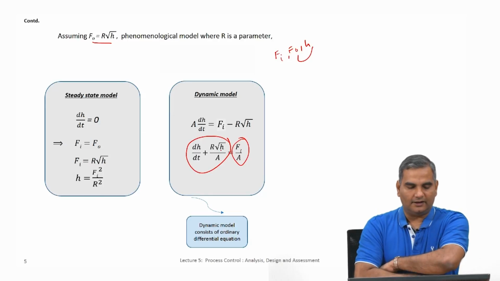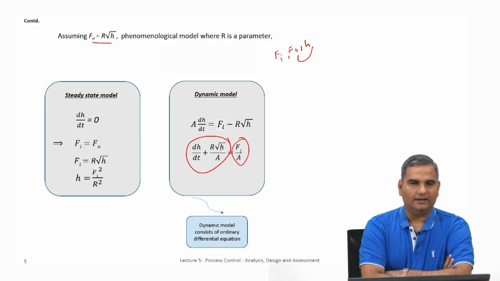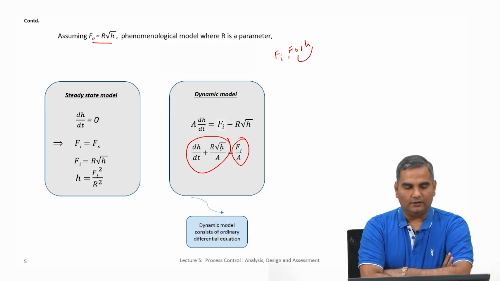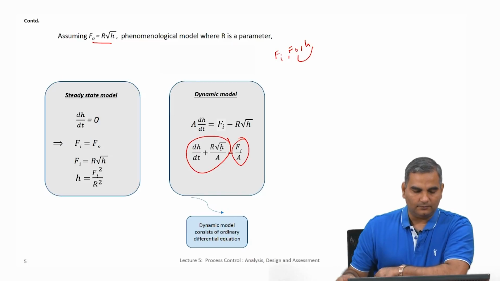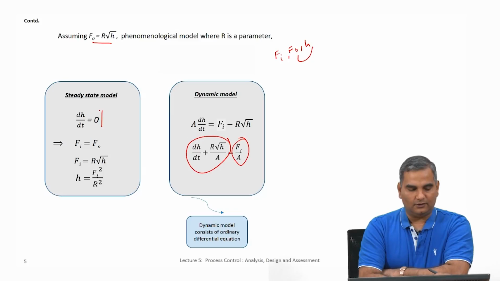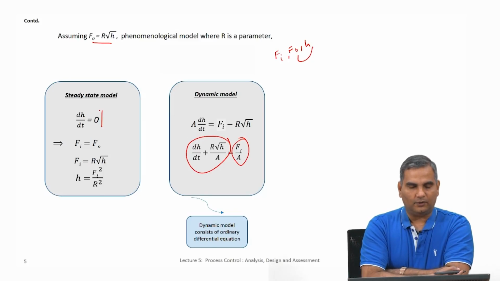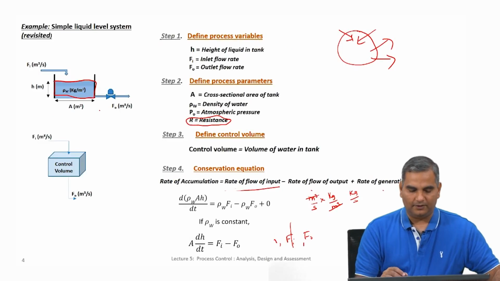So, this is called a dynamic model. Now, if you assume that the height is at steady state, that is, height is not varying with time, then you can say dh/dt is 0 in this case. And once you have dh/dt equal to 0, you will know that Fi has to be equal to F0, only then can dh/dt be 0. This is from the previous equation here.